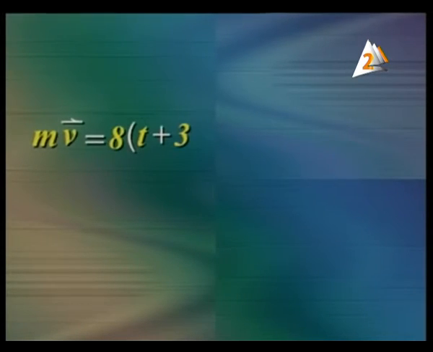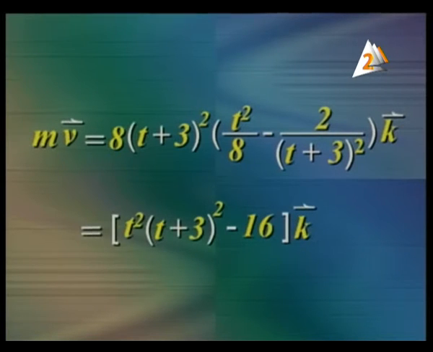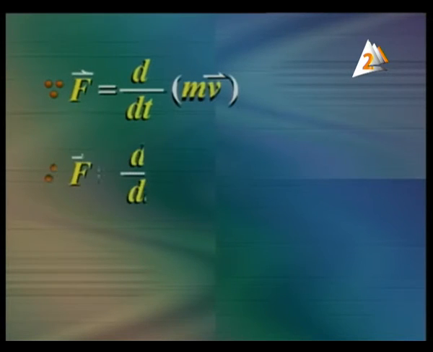Therefore, mv equals 8 times t plus 3 all squared times t squared over 8 minus 2 all over t plus 3 power 2 in direction k equals t squared times t plus 3 all squared minus 16 in direction k.